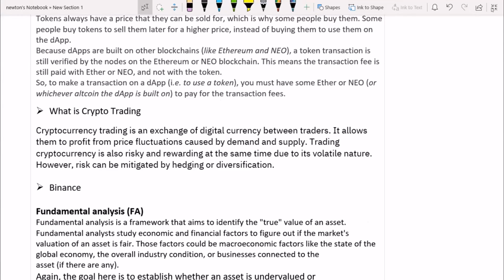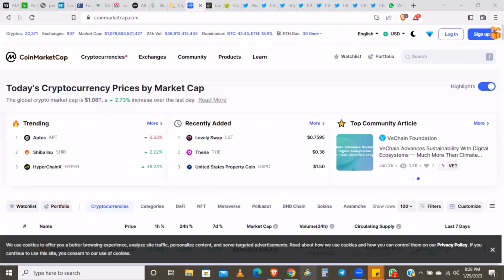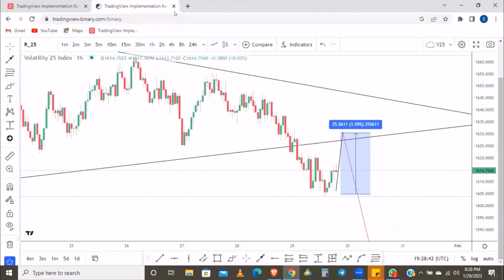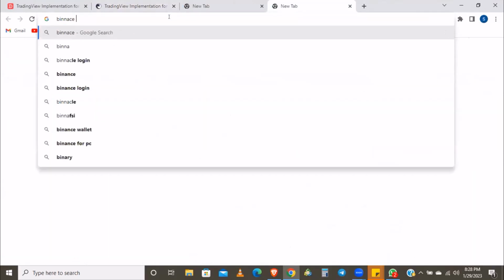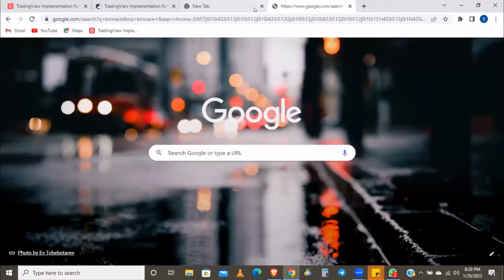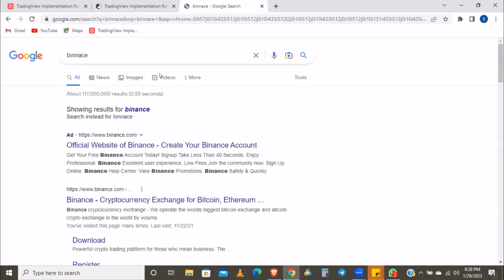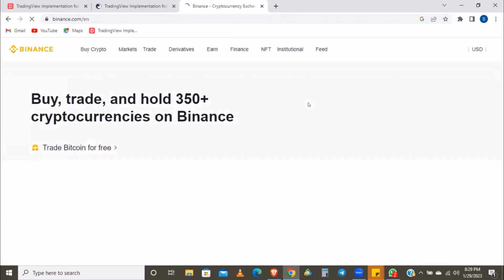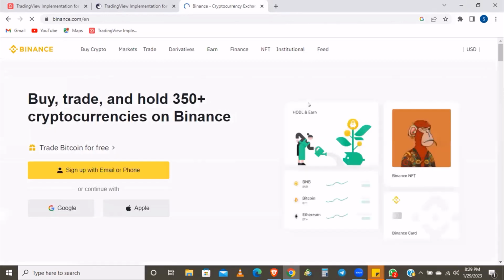Permit me to just go on my Binance. If you are using your laptop, go on your web browser, type Binance, and it's going to pop up as a cryptocurrency exchange. Click on that and allow it to load. If you're using your mobile, you can go to your Play Store or your iOS.